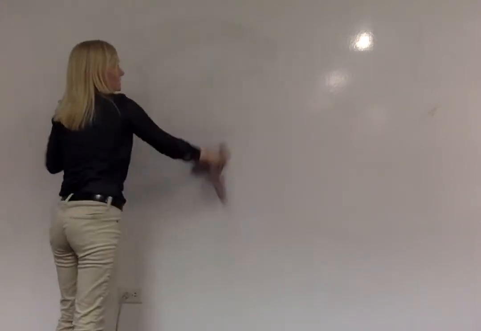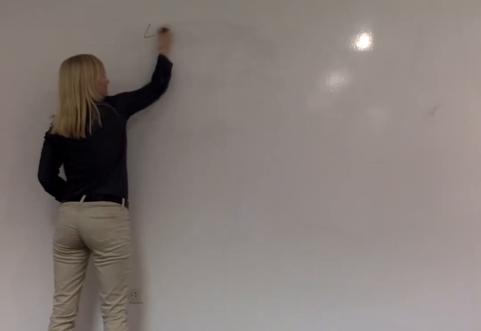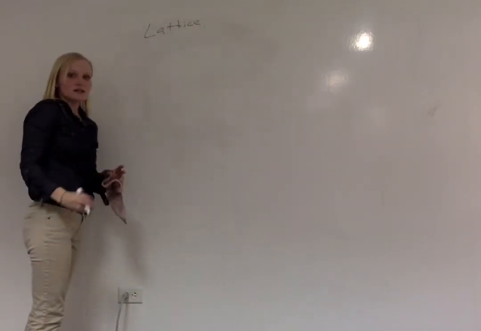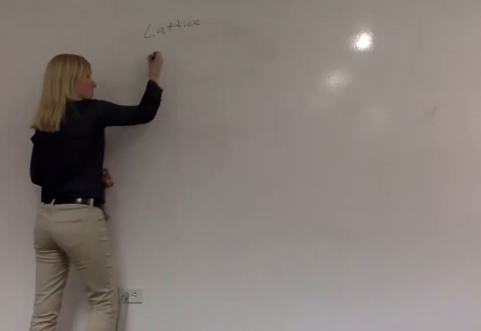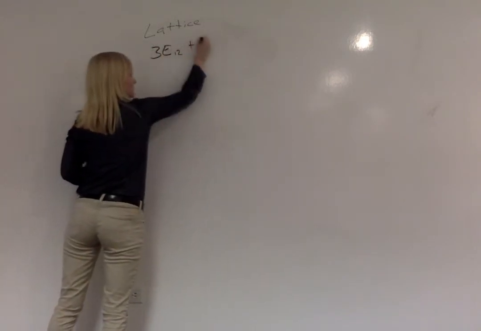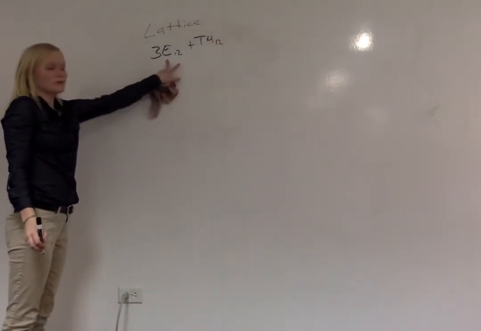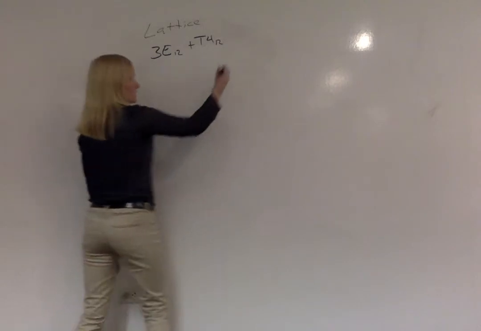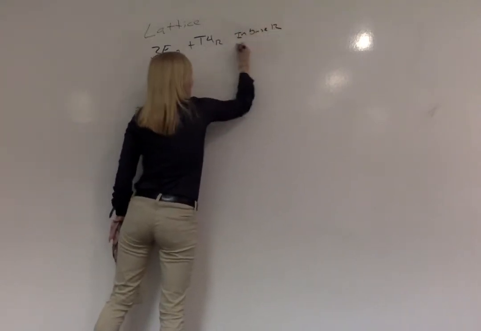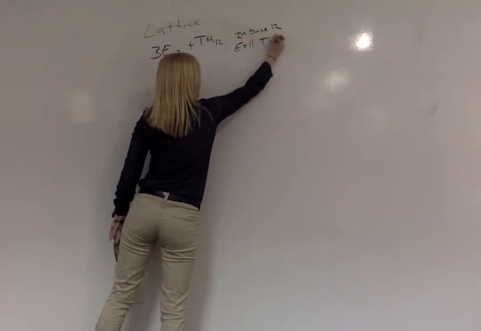The next strategy in addition is lattice. In lattice, it's a grid form. So, if we were to have 3e12 plus t4 base 12, we would first have to figure out what e and t mean. In base 12, e stands for 11 and t stands for 10.